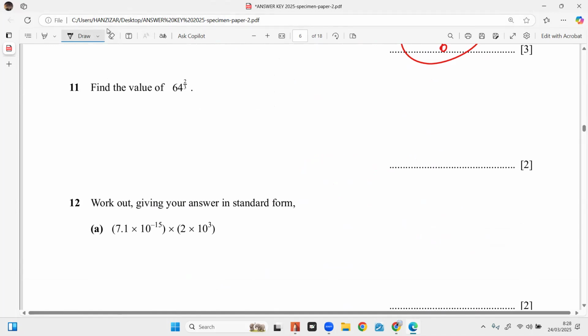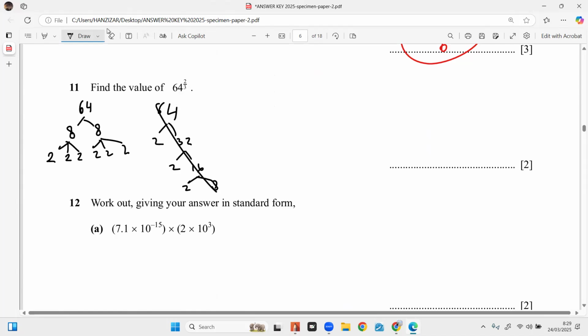For number 11, we have 64. Okay. So what can 64 be? 8 times 8, right? 8 can be factorized further. 2 times 2 times 2. 2 times 2 times 2. You can do this. The factor 3, the simple factor 3, but it is a way longer working. I don't think it is necessary. And it will produce the same answer, actually.